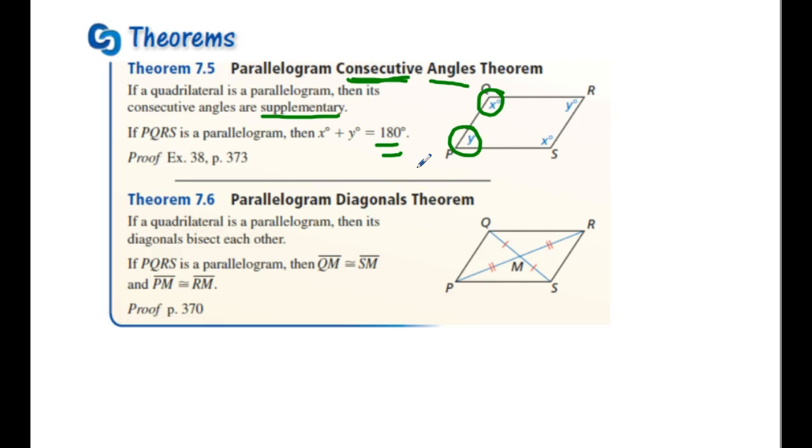Now let's look at this next theorem, my parallelogram diagonals theorem. If this quadrilateral is a parallelogram, then the diagonals bisect each other. Don't forget, bisect means cut in half, exactly half. So if this is a parallelogram, I can take my diagonal, which would be QS, and it would be cut by the other diagonal, PR. I can see that this is denoted by the two hash marks. That means those two are the same. And the single hash marks mean QM is congruent to MS.